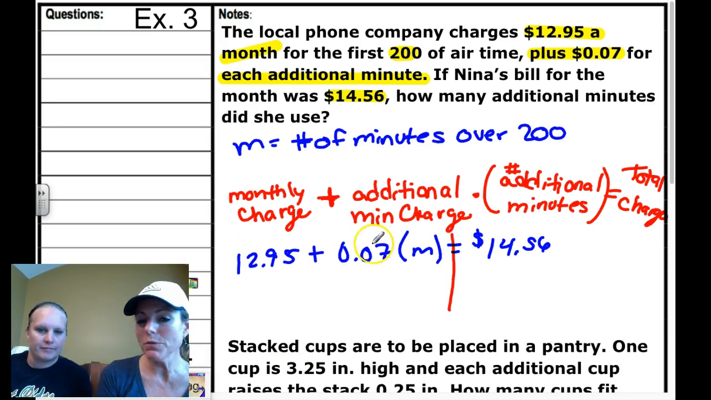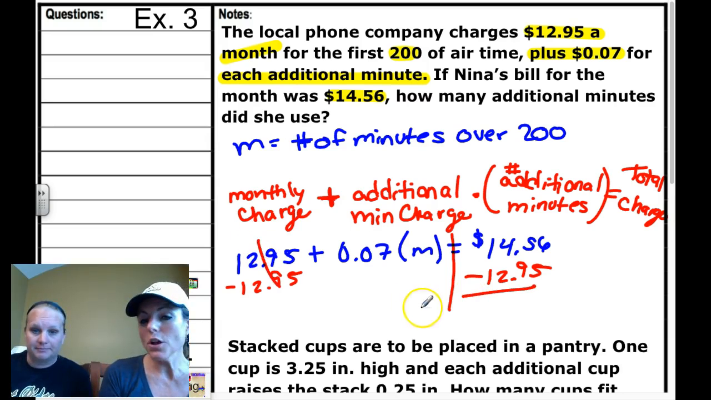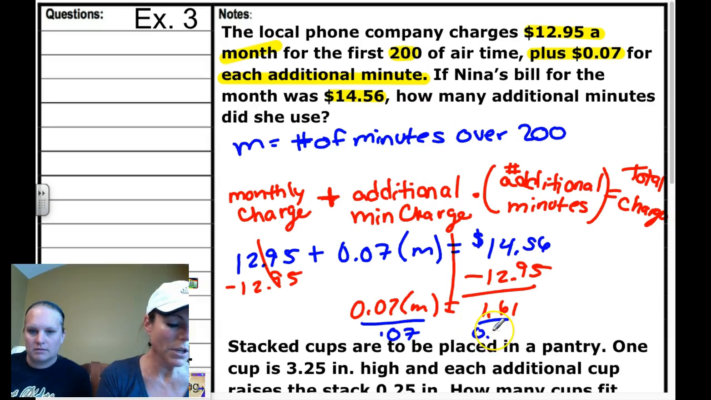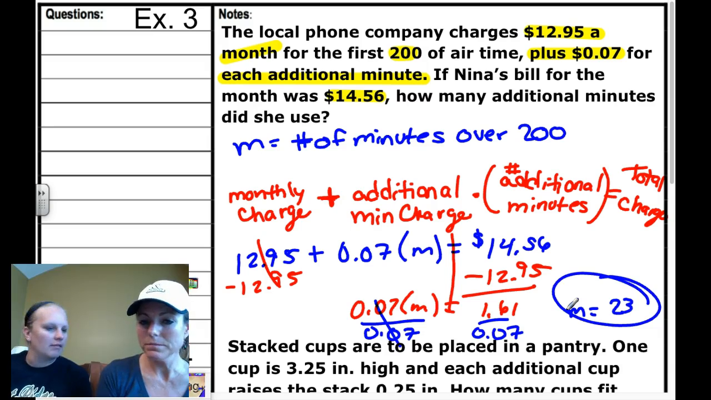So let's solve. Right now, we can't simplify the left or the right. So subtract $12.95 from both sides. You're going to probably need your calculators out here. You get $1.61 is equal to 0.07M. Divide both sides by 0.07. After we divide both sides by 0.07, we get 23. So that cancels, and I'm left with M. M equals 23, and that's it.